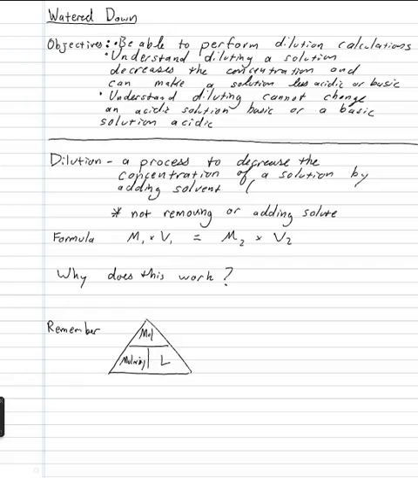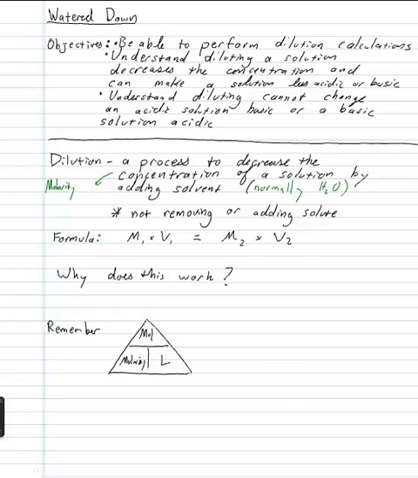First off, let's discuss what dilution is. Dilution is a process to decrease the concentration of a solution by adding solvent. Normally we discuss concentration in terms of molarity, which we should be very familiar with by now, by adding more solvent. Our normal solvent is water. A key thing: we're not changing the concentration by removing solvent or adding solute, so we're not changing the amount of solute.